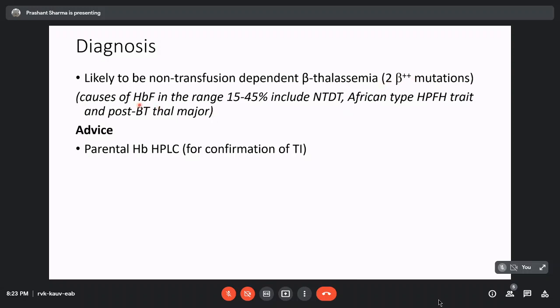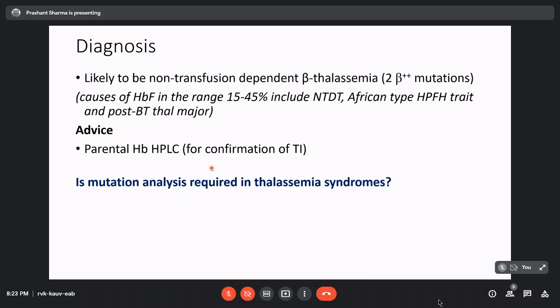So the causes of F in the range 15 to 45% will include non-transfusion dependent thalassemia, African type HPFH trait, and a thal major who's been transfused. You should never forget that. Maybe the history hasn't been provided. In such a case, it is imperative to do family studies, parental studies to confirm TI, because there can also be acquired causes of increased HbF. In our patient, the clinical background is suggesting thalassemia intermedia.